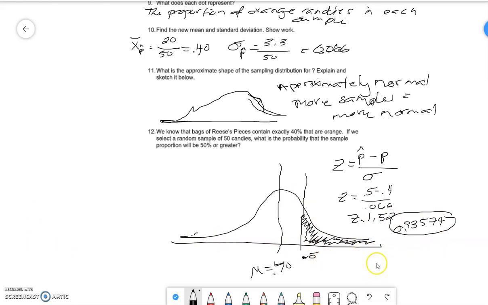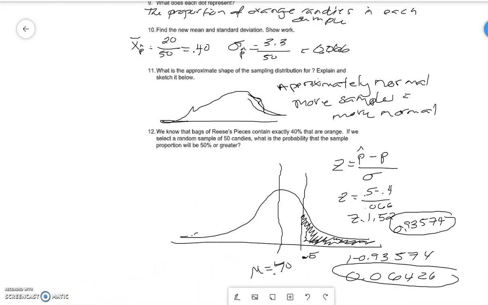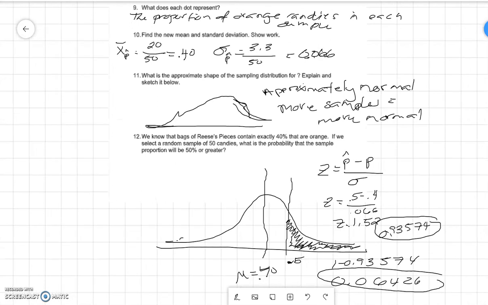So I need to do 1 minus this value. So I'm going to do 1 minus 0.93574, and I'm going to get 0.06426. So that means about 6%. There's about a 6% chance that my sample will have 50% or more orange candies, because there was not a lot of standard deviation.